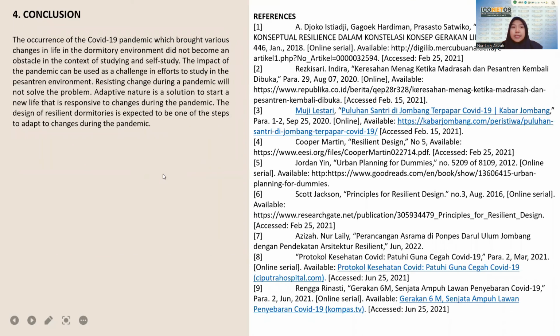And the conclusion of this presentation is that the COVID-19 pandemic is not an obstacle in the context of studying and self-study. The impact of the pandemic can be used as a challenge in the effort to study in the pesantren environment. Adaptive nature is a solution to start a new life that is responsive to changes during the pandemic. The design of resilient dormitories is expected to be one of the steps to adapt to changes during the pandemic.